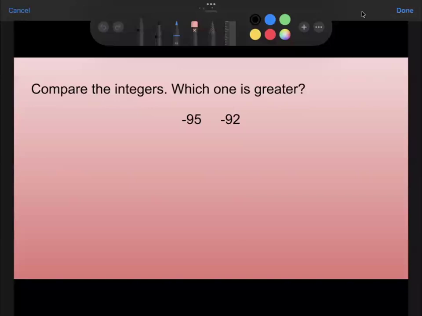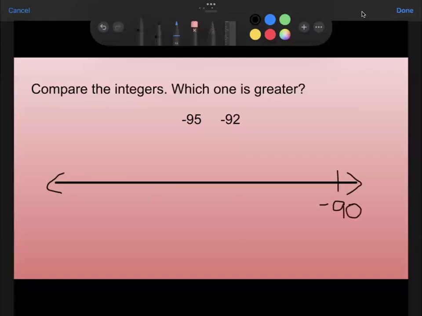Okay, here is our last example for today's video. We're going to compare these integers to decide which one is greater, -95 or -92. So I'm going to go ahead and pull out this number line. Now this time I'm not going to put 0 over here. I'm going to go ahead and put -90 over here just to give ourselves a jump towards these two integers, which are both in the -90s. So -92 would be 2 units back from that. And then -95 would be 5 units away from -90. So 1, 2, 3, 4, 5. So I'm going to put -95 here.